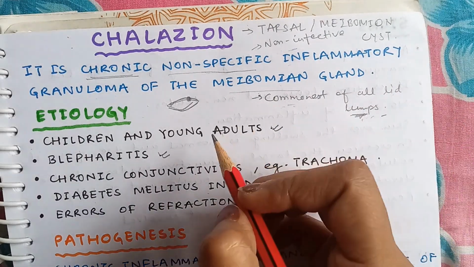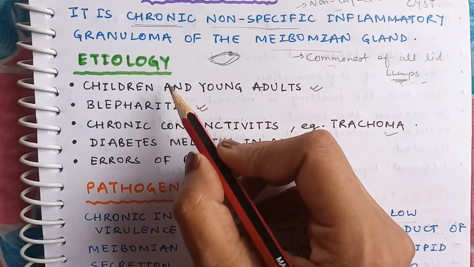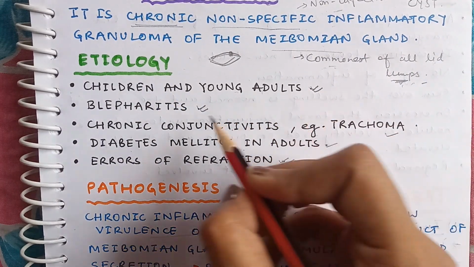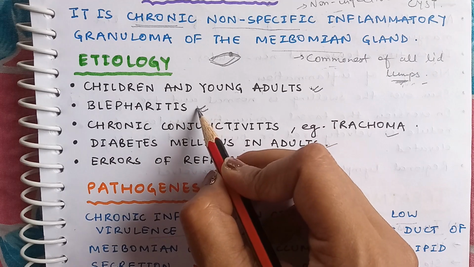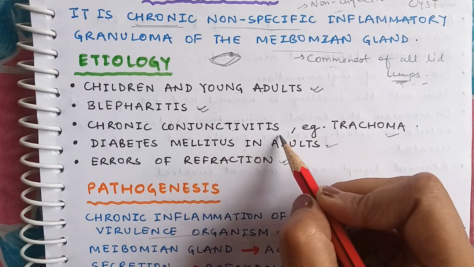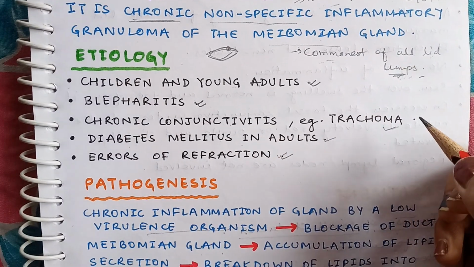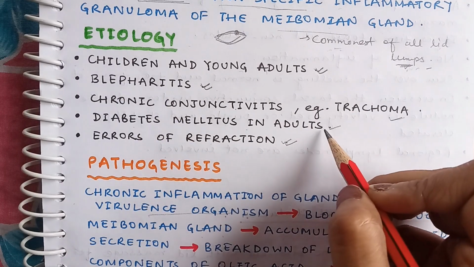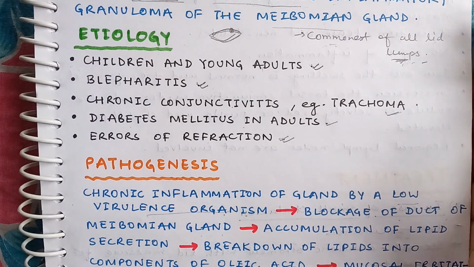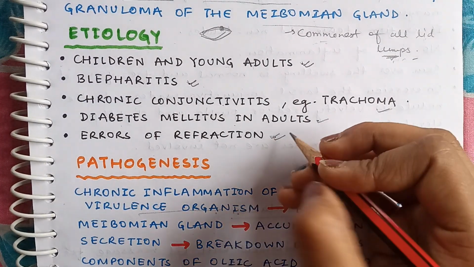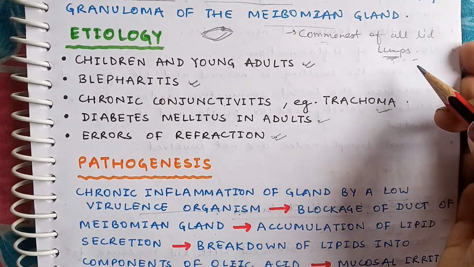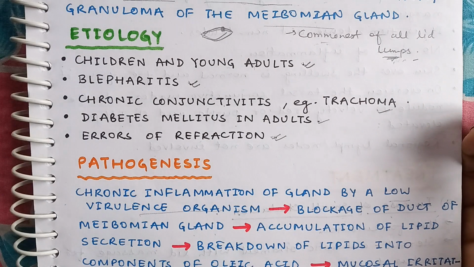Now come to the etiology. What are its etiologies? First is children and young adults; it is mainly seen in children and young adults. Next, it is related to blepharitis. It is related to chronic conjunctivitis, for example trachoma, and to diabetes mellitus in adults. It is also related to errors of refraction. That means if the patient has any refractive error in the eye, maybe that is the reason why chalazion occurs.